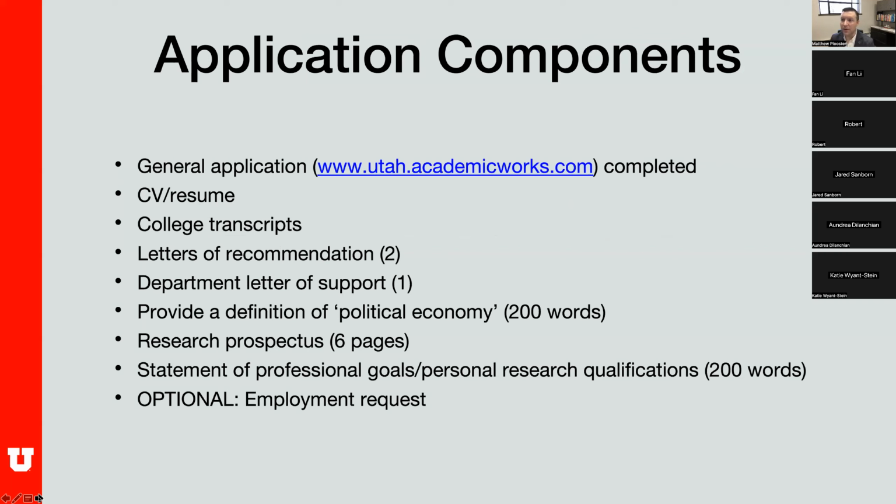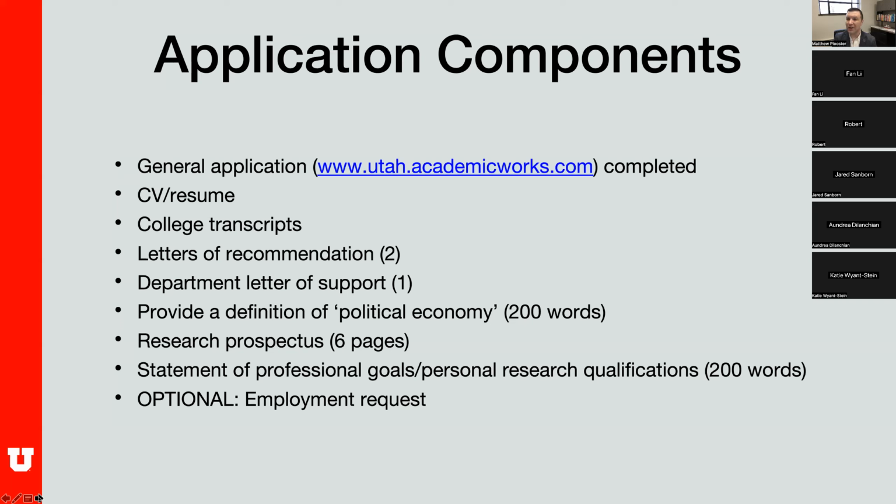I hope you're all familiar with that already. If you're not, it is utah.academicworks.com. From there, you will log in with your CIS information, your unit and password, and then you'll complete a general application, after which you are able to search for this particular opportunity and apply to this particular opportunity.